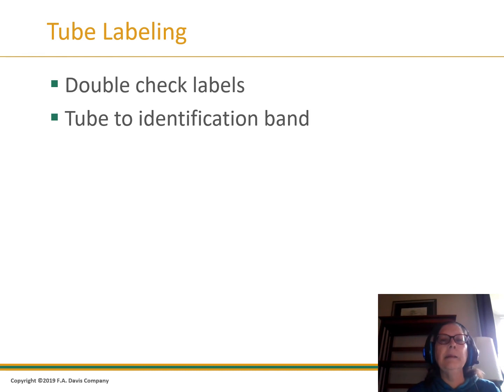Always check the ID band and ask the patient their name and date of birth. The information from the patient must match the requisition form. Portable label printers can print the correct labels. Remember, improper identification can cause the death of a patient.